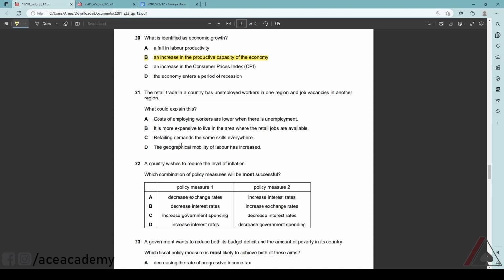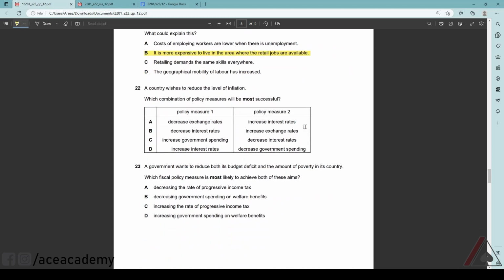C, retailing demands the same skills everywhere. It does not explain why there are vacancies in one region and unemployment in the other, right? D, geographical mobility of labor has increased. If geographical mobility increases, these jobs would not be vacant, as people will be able to move more. So D is not the answer. Therefore, 21, the answer is B.